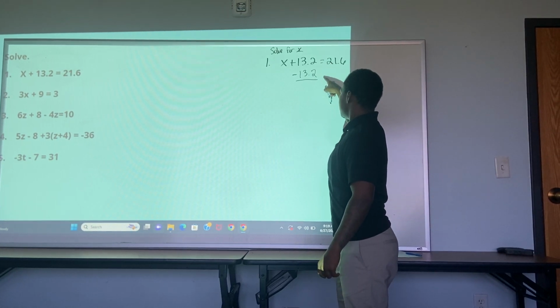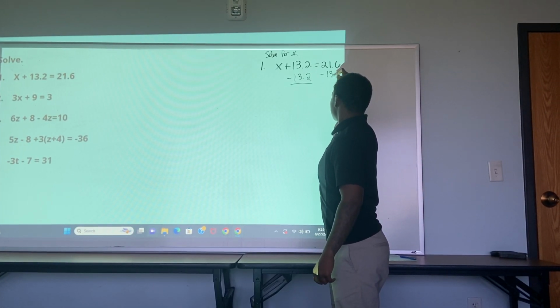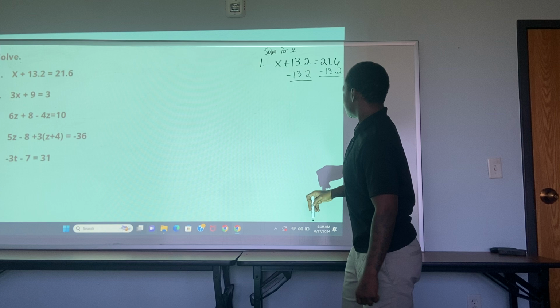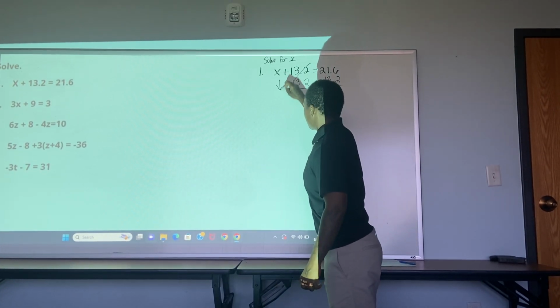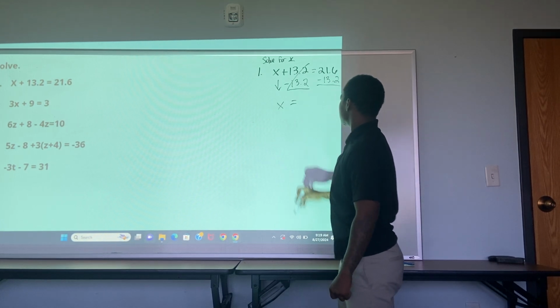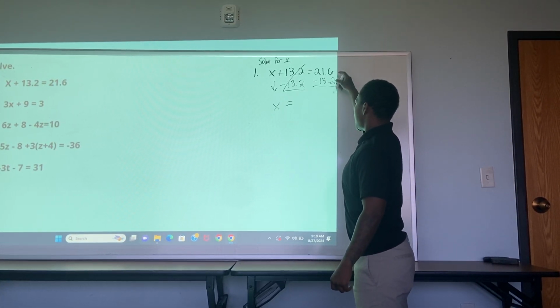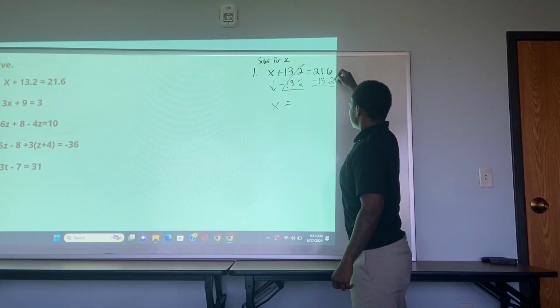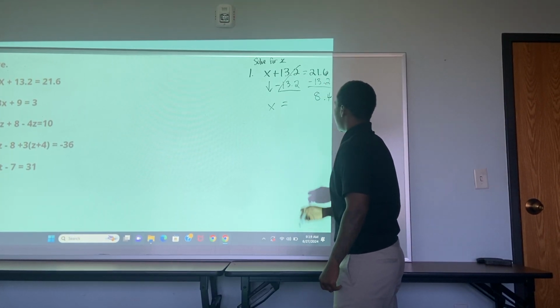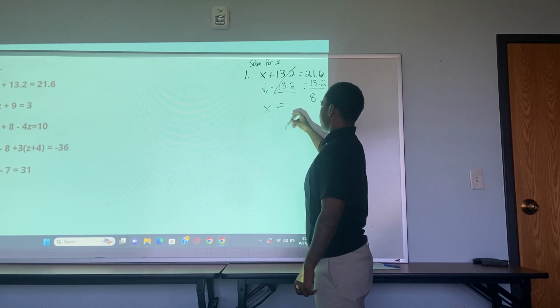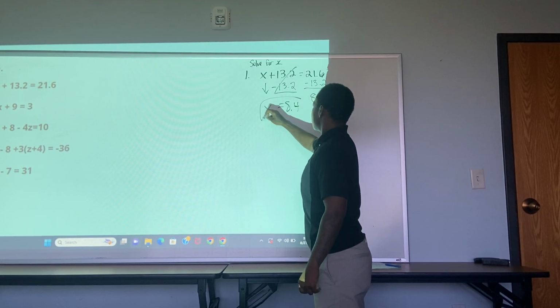What you do to one side of the equal sign, you have to do to both. So you're going to subtract 13.2 here. Obviously, this one is going to cancel itself out, and we're going to bring down x. Alright, x equals. Now you want to just do your basic math. 6 minus 2 is 4, 21 minus 13 is 8. So x equals 8.4. Alright, so this is what you have.